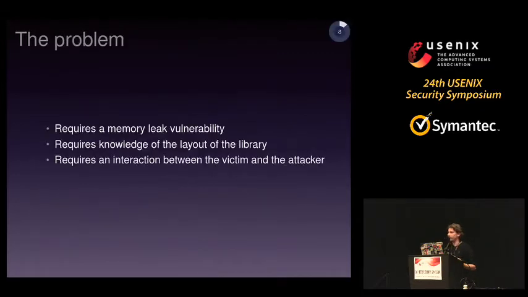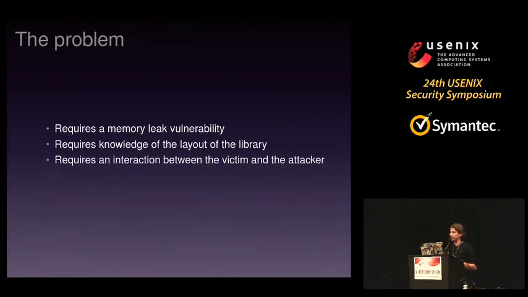This works, but it has some problems. So first of all, you need a memory leak vulnerability, which is a distinct vulnerability from the one that's giving you control of the IP. And you might not have it. It's not always present, or it might be hard to find. And also, it requires knowledge of the layout of the library. You need to know the exact distance between printf and execv. And if you don't have a copy of the library, you cannot do this. So for instance, if your target is using, I don't know, Gentoo, where they build all the libraries by themselves, this attack is not going to work.